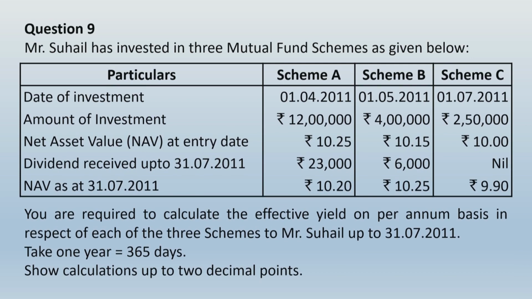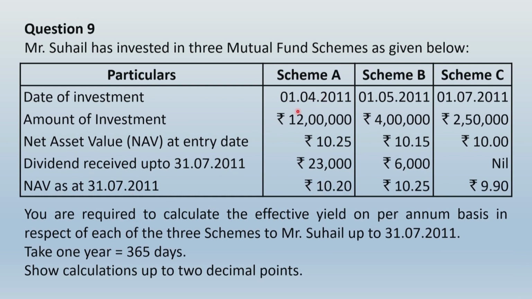Basically again this is a very simple question. Look at one thing. Amount invested in scheme A is 12 lakhs. Now at the entry date, what is the NAV? That can help you to understand how many units you have purchased. Secondly, we have also been informed about the dividend received up to this date, and can you notice the date of investment and the date on which you have to compute the returns?